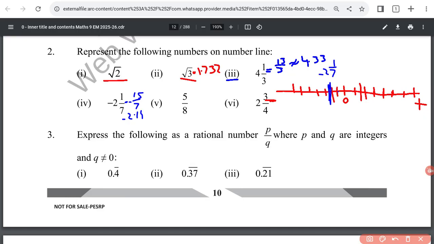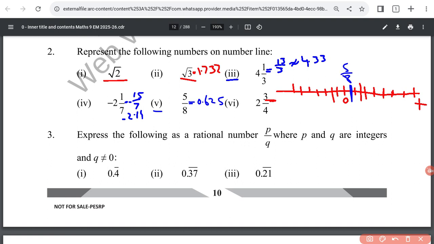Okay, so now we move towards part 5. In part 5 we have 5 over 8, which is approximately equal to 0.625. So it will fall between 0 and 1, so almost here. 5 over 8.